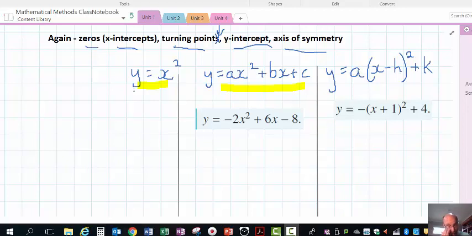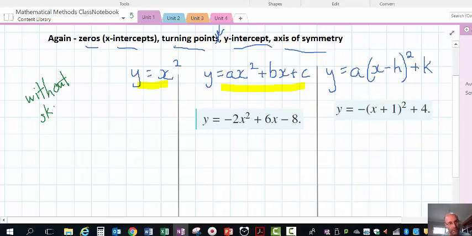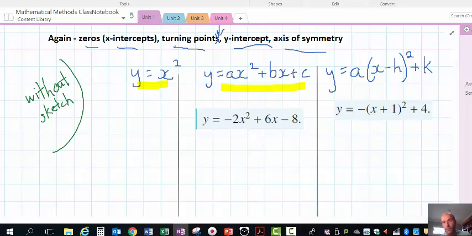The first one doesn't have any variation, basically y equals x squared. So if we're looking at zeros, and by the way, we're doing this without sketching and without technology, because that's the title of the video. So without cheating and drawing a graph, how do we know what the zeros are? Well, we're talking about the x-intercepts, aren't we? So how many times does it cut the x-axis, if indeed it cuts it at all?